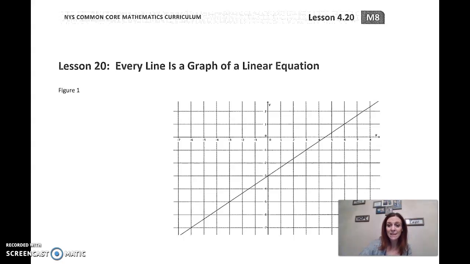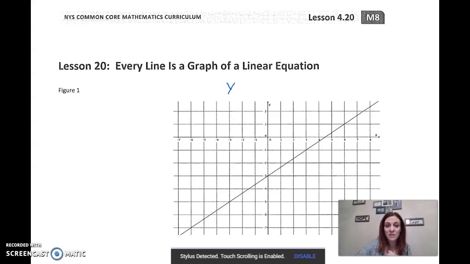All right, lesson 20 is we're still talking about this graph of a linear equation, where every line is a graph of a linear equation. Before, we've been given the linear equations and we were practicing graphing them. Now we're going to be given the graph and we have to write the equation. And we're going to write it in a couple different forms. So let's go back to our basic form of a linear equation, and that's slope-intercept form. We're going to be focusing on y equals mx plus b.